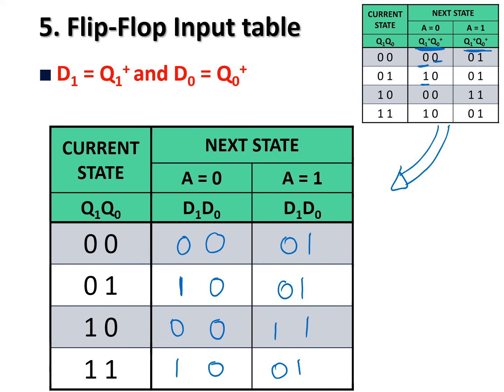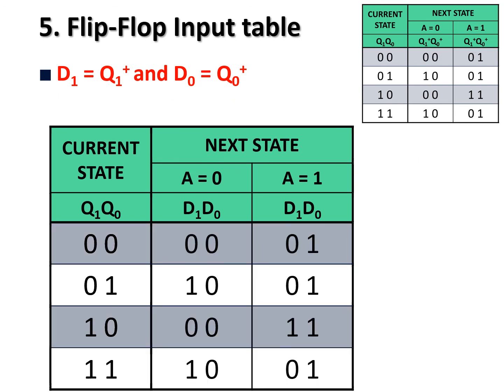So what values do I need to put in the input of the D flip-flop? Whatever I want next. So that's what this means. My D1 columns and my D0 columns have to be exactly the same as this one from here. So here you have the final values.